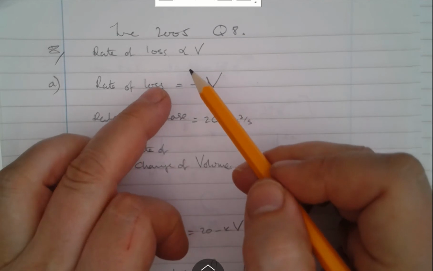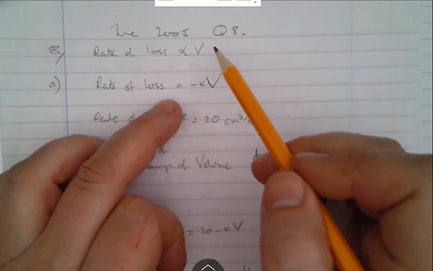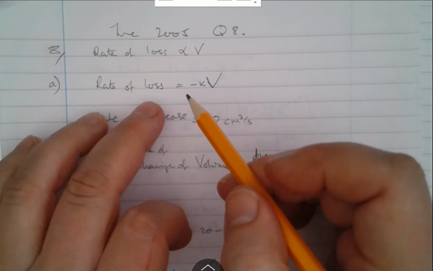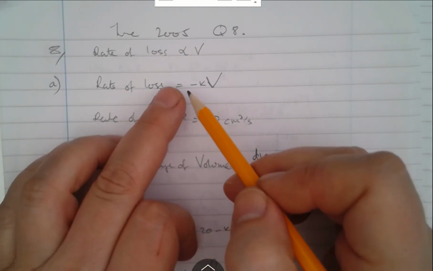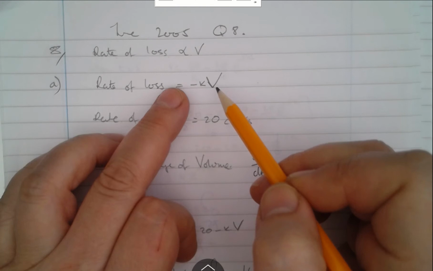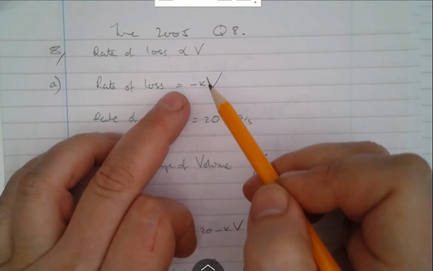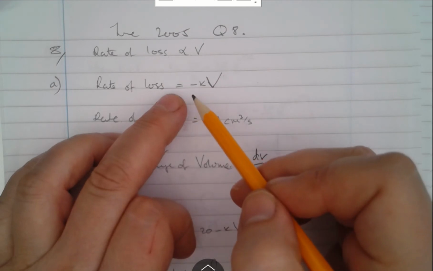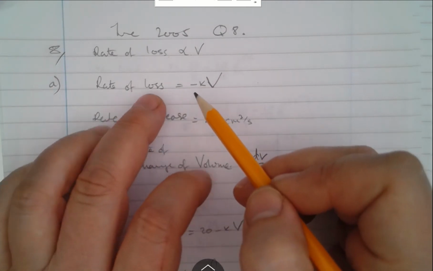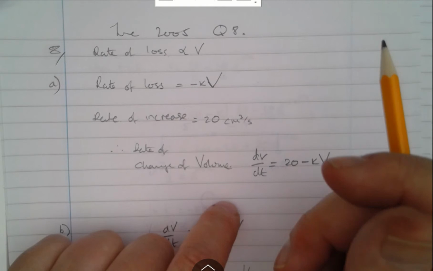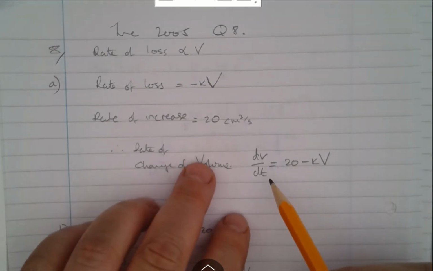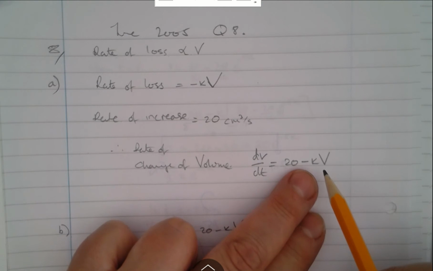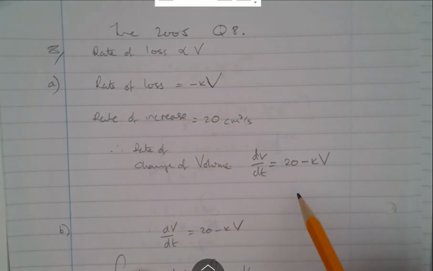And you might remember from year 10 when you learned about proportionality, you swap the proportionality sign with equals k, but because it's a loss, you're going to call it minus kV. So we are losing volume in proportion to the volume. That means that the rate of change of the volume is the increase take away the loss. This is how we get those first couple of marks.